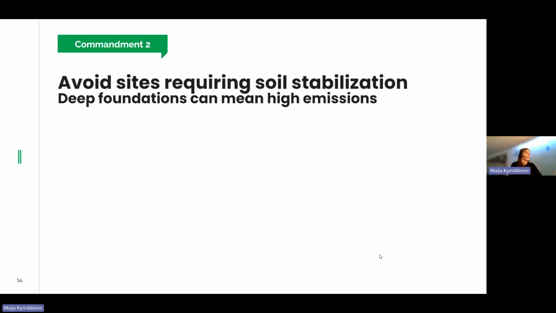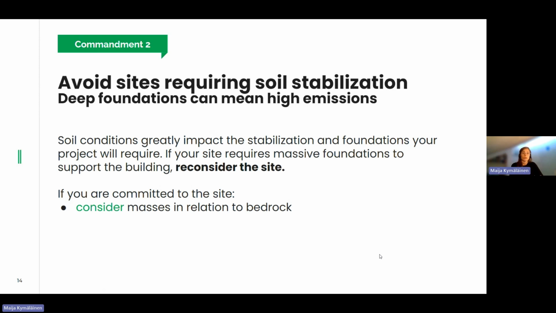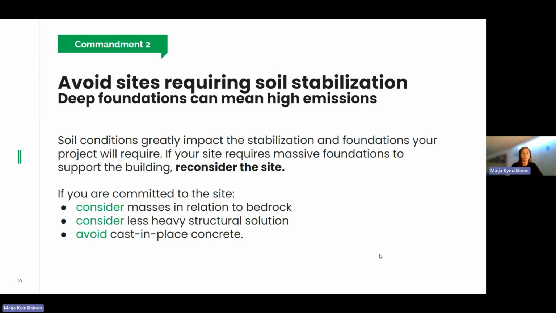And then the second commandment is to avoid sites requiring soil stabilization, because the foundations can mean high emissions. The soil conditions, of course, impact the stabilization and foundations that the project will require. If the site requires massive foundations to support the building, you might want to reconsider the site. Foundations require a lot of material, usually cement, concrete, and steel, which are very carbon-intensive materials. Architects don't really have the means to affect site selection, but you do have the ability to influence the way the building masses are divided on the site. So consider the distance to bedrock, think about ways to reduce the required materials for foundations, and also avoid cast-in-place concrete, because that tends to have higher impacts than precast products.